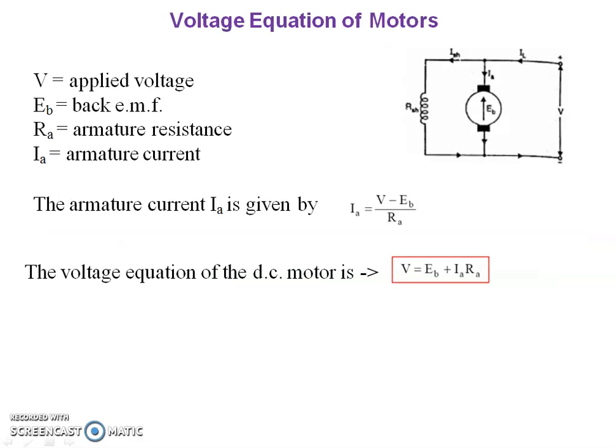Voltage equation of motors. Let V be the applied voltage, EB the back EMF, RA the armature resistance, and IA the armature current. Armature current is given by IA equal to (V minus EB) by RA. The voltage equation of the DC motor is given by V equal to EB plus IA RA, where EB is the back EMF and IA RA is the armature voltage drop.